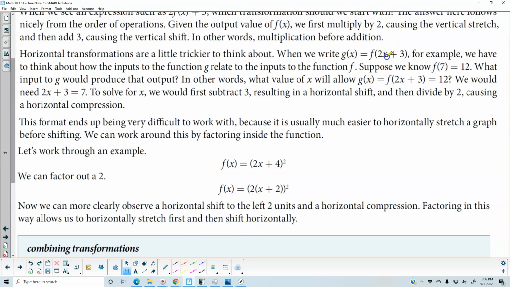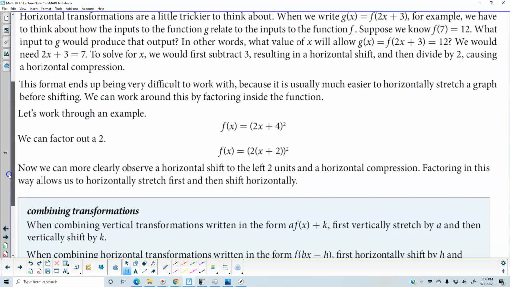So whenever we have a scenario where the input looks like the following, if we have a number times x and then add or subtract anything, we need to factor that number out so that we can visually see how it is horizontally compressed and what is the factor that it's allowing to stretch.